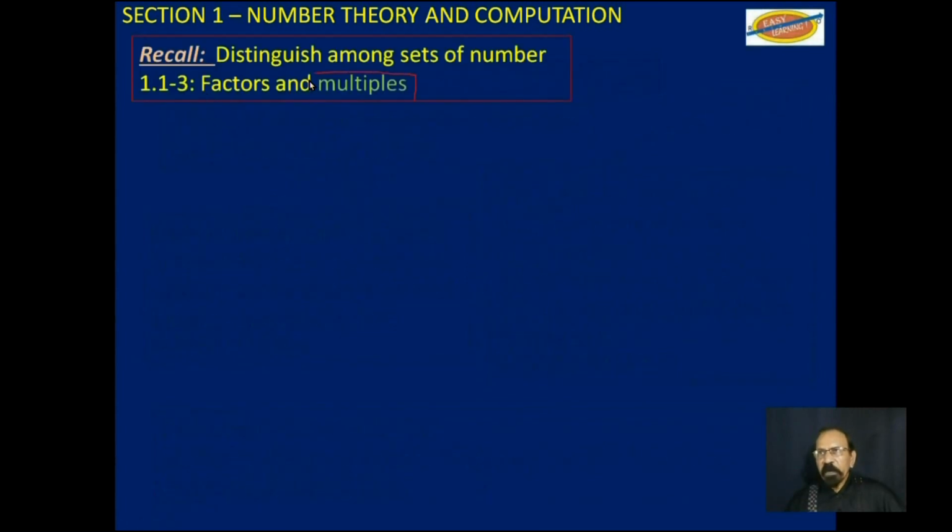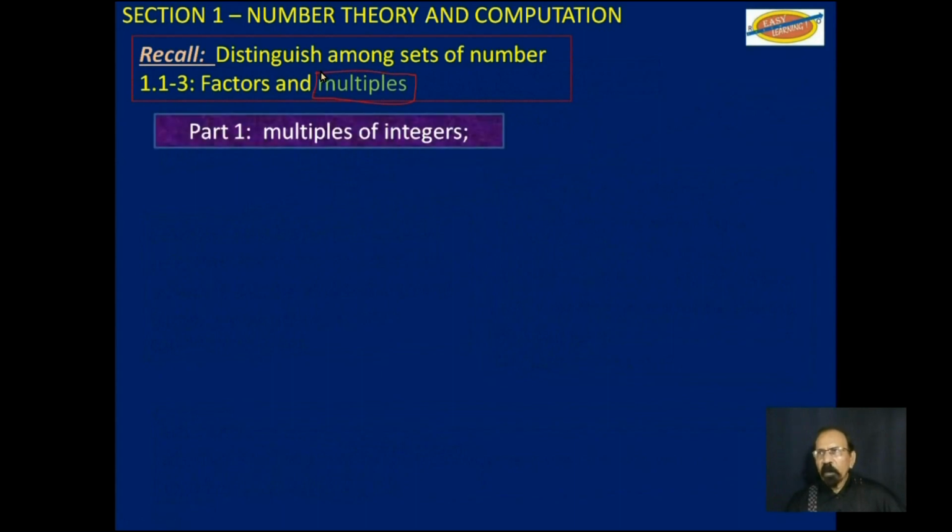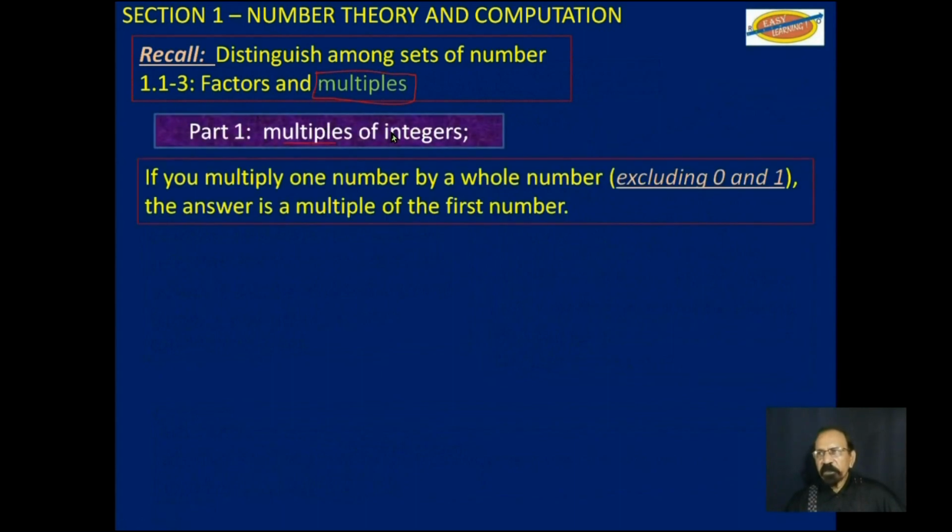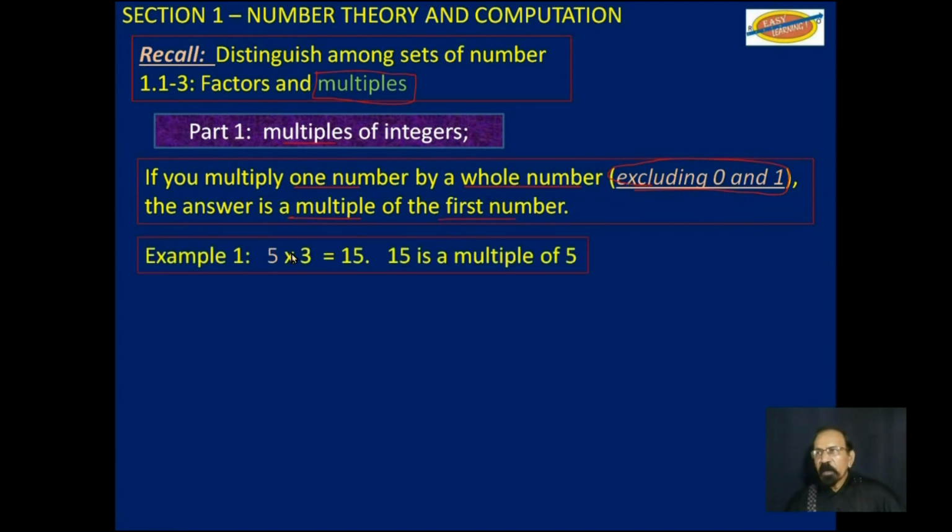So now we are going to deal with multiples. Multiples of integers. If you multiply one number by a whole number, excluding 0 and 1, note that, the answer is a multiple of the first number. For example, if you multiply 5 by 3 and you get 15, then 15 is a multiple of 5. That is to say, in 15, you can find 3 5s, 5 plus 5 plus 5. So you have a multiple of 5s in 15.